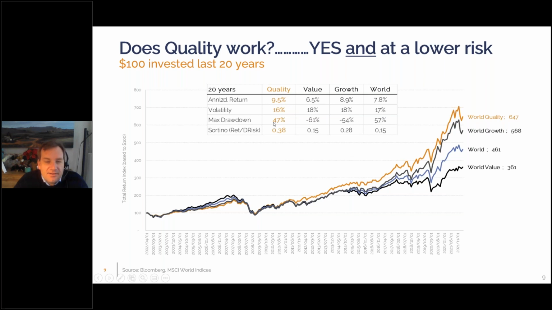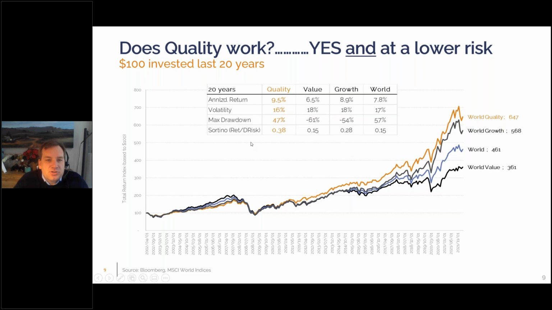I must apologize here, I've forgotten some minuses. So these are all minus numbers. So the maximum drawdown should be minus 47, minus 61, minus 54, and minus 57. I think we can guess where that happened, in COVID.